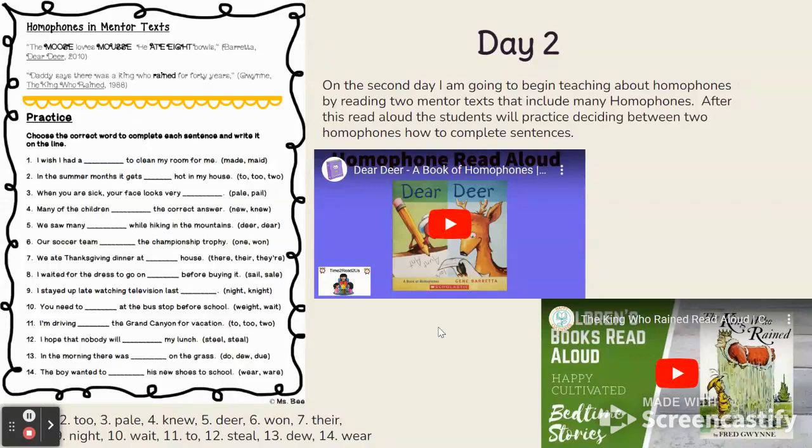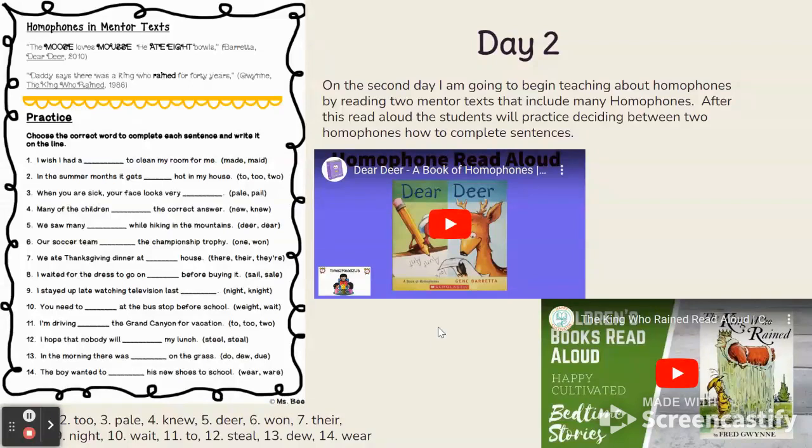I'm going to start by having the students listen to these read alouds, and then they're going to discuss what homophones they heard in the book. I'll do it at the end of each book, not at the end of both. And then I'm going to give them directions on how to complete this worksheet. Their goal is, there are 14 questions and, in parentheses at the end of each question, 2 homophones, and they need to decide which of the 2 homophones fits in the blank.